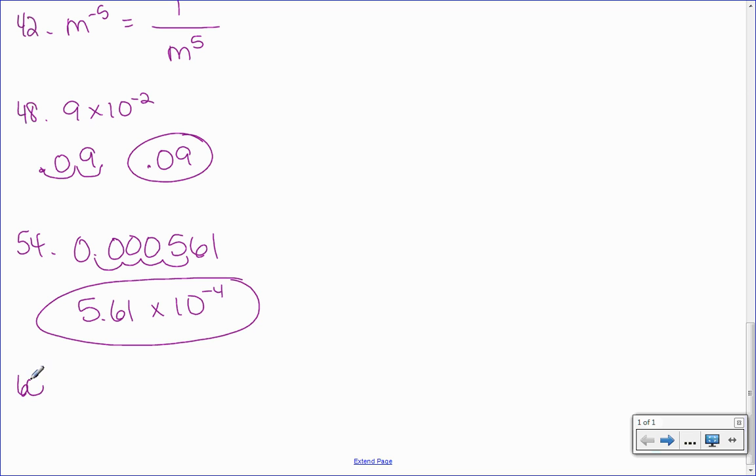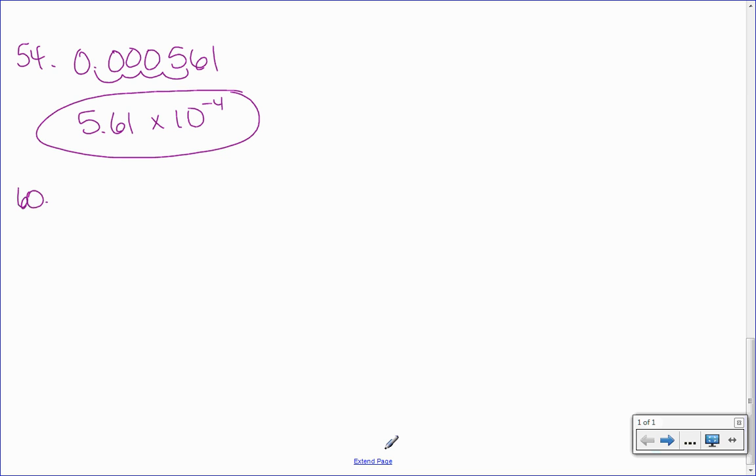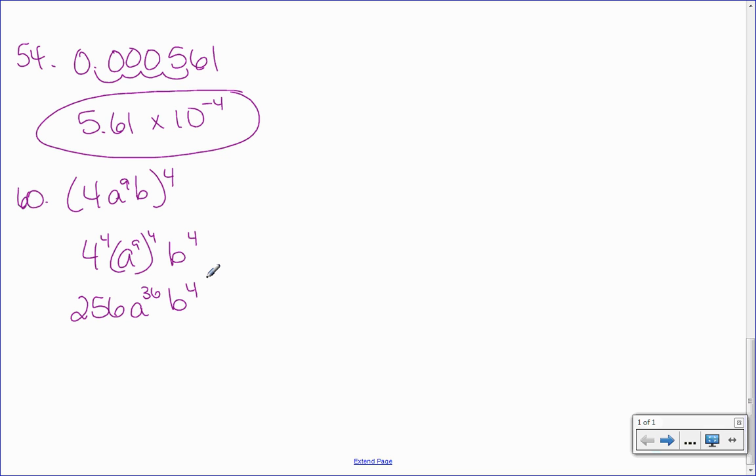Okay, number 60. We have 4a to the 9th b, and the whole thing is to the 4th. So remember, this just means that everything in the parentheses is raised to the 4th. So this is 4 to the 4th, and then a to the 9th to the 4th, and then b to the 4th. So 4 to the 4th is 4 times 4 times 4 times 4. That's 256. And this is a to the, remember to multiply exponents here, a to the 36th, b to the 4th.